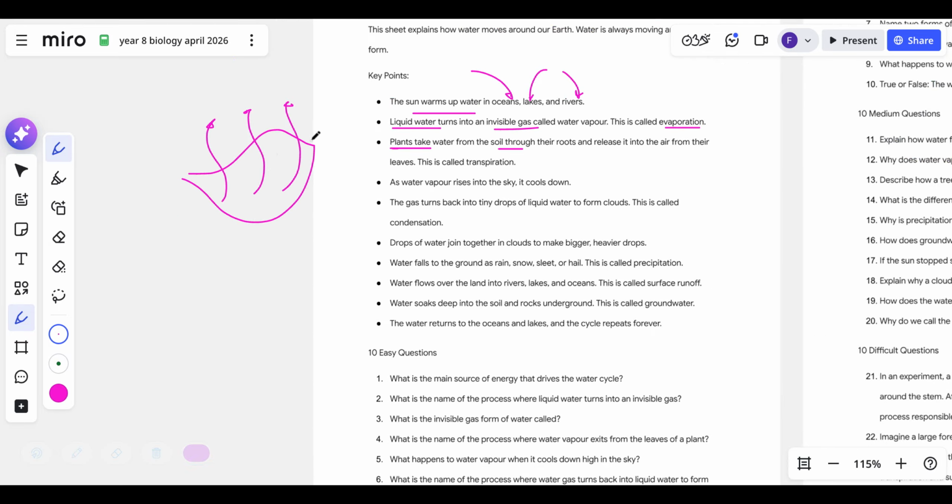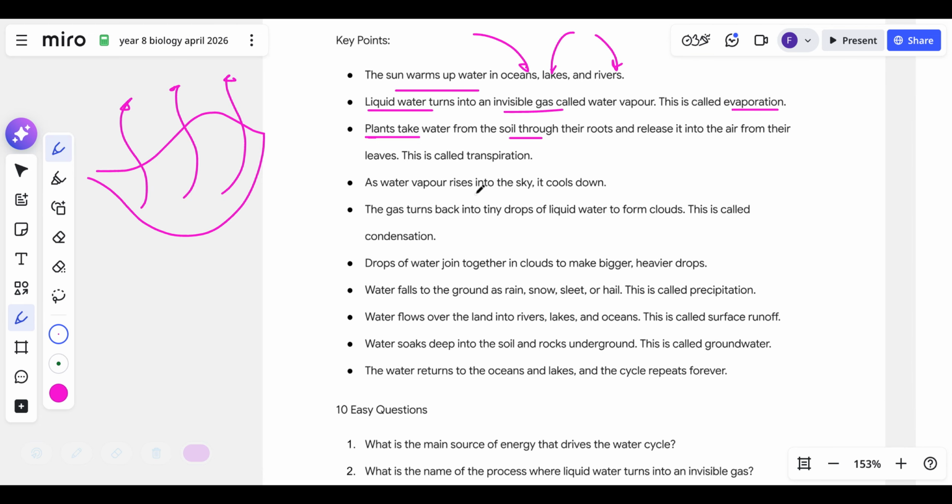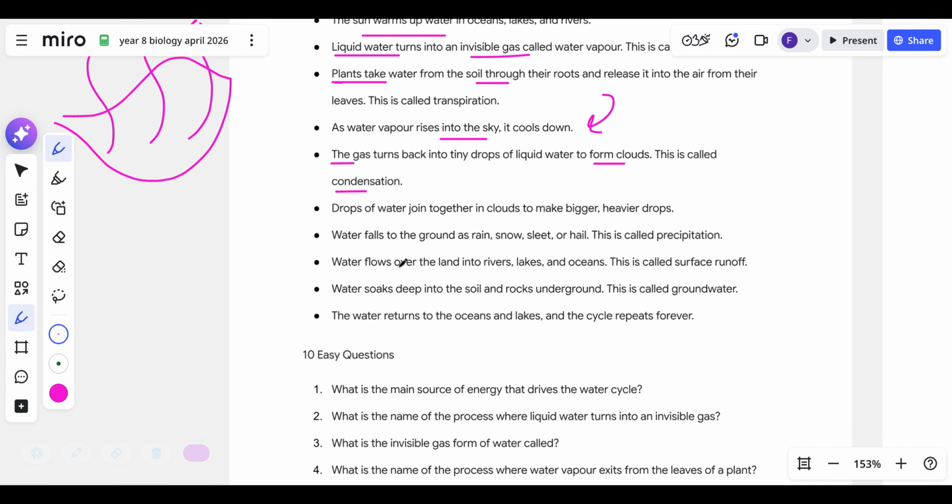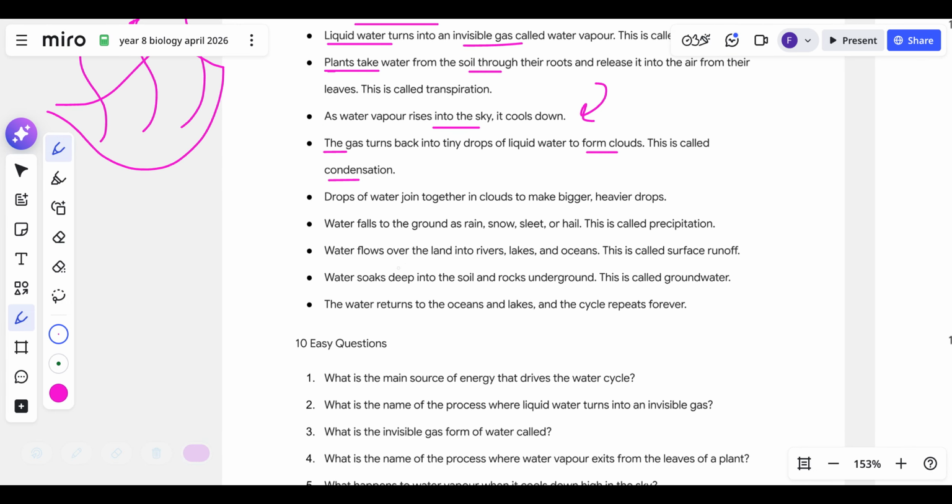As this water vapor rises and goes higher, it cools down. As that water vapor cools down, it forms tiny droplets, tiny liquid droplets, and we call that clouds. How the clouds form, that process is called condensation. Now, as these tiny, tiny little drops join together, they become bigger and bigger, and they turn into rain.